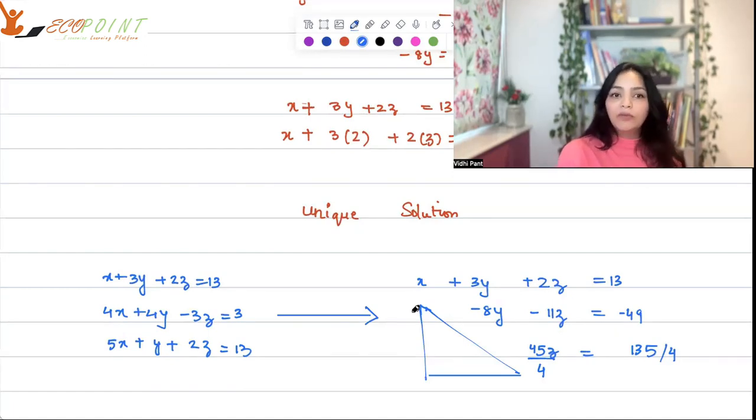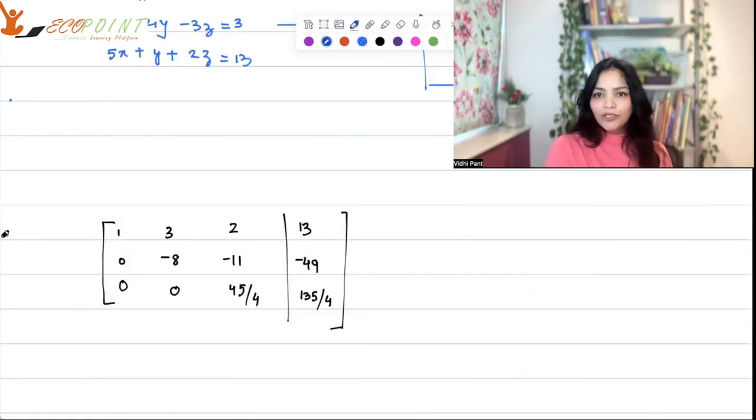Now, what you need to remember is that when you use the Gaussian row operations or the elementary row operations, the two systems which are row equivalent are equivalent systems, and they have the same solution set. Let me quickly also tell you about something else.